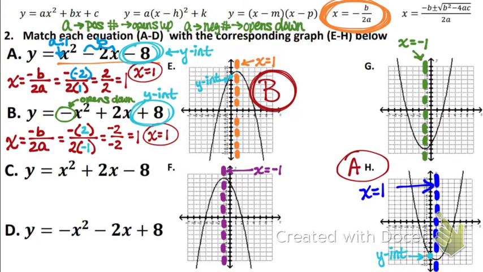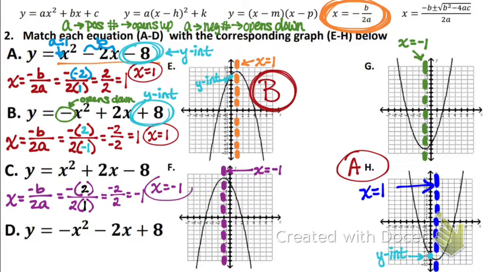So still C and D. X equals -b over 2a. What is our B value here? 2. Over 2 times A, what is our A value? 1. So I have -2 over 2. Does that simplify at all? What's it simplified to? -1. So x equals -1.